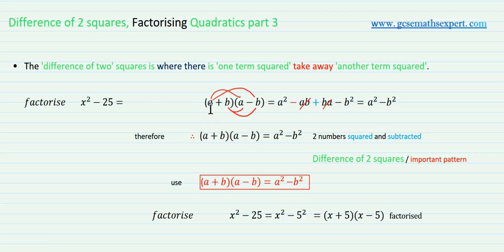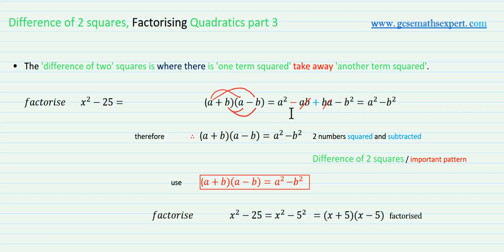So you're going to say a times a, which is a squared, then a times minus b, which is minus ab. Then we multiply the second term in the first bracket, b times a, which is plus ba. Now b times a is the same as a times b. The order in which you multiply is not important. Then the last term is b times minus b, which is minus b squared.